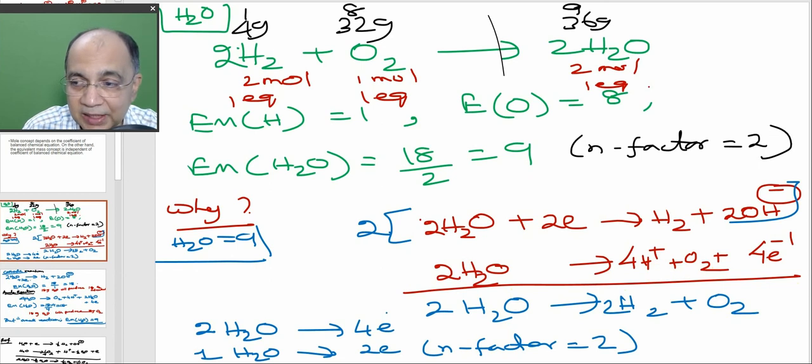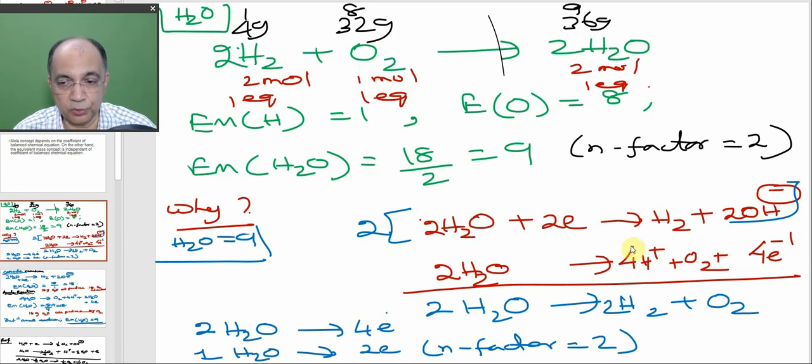So if you add these, and multiply by 2 to cancel the 4 electrons, then it will be 4 OH minus and 4 H plus. That means H plus and OH minus will combine to form 4 water again, and there are 6 water here. So the net water on the LHS is 2 water to give you 2 hydrogen plus oxygen. So if 2 water is involved in the loss and gain of 4 electrons, then 1 water will involve the loss and gain of 2 electrons. So the n factor is 2 here.